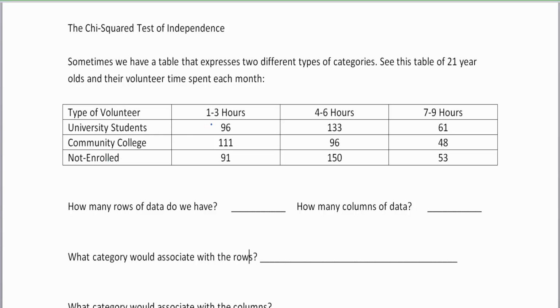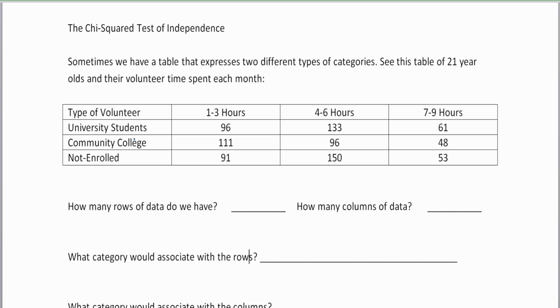Now, I also asked, how many hours a month do you volunteer? I didn't take any responses from those who didn't do any volunteering, so we're just looking at those who do volunteer. And again, we have those who did 1 to 3 hours, 4 to 6 hours, and 7 to 9 hours.